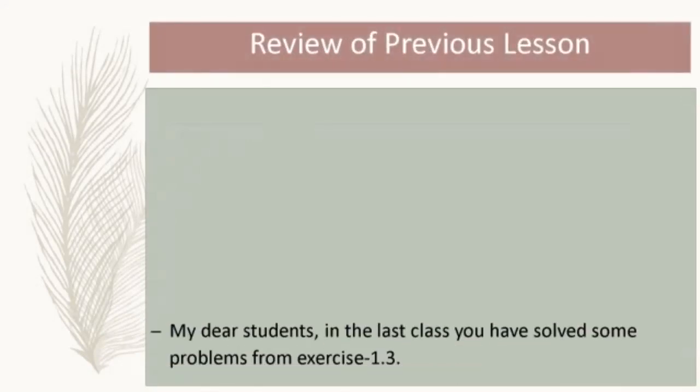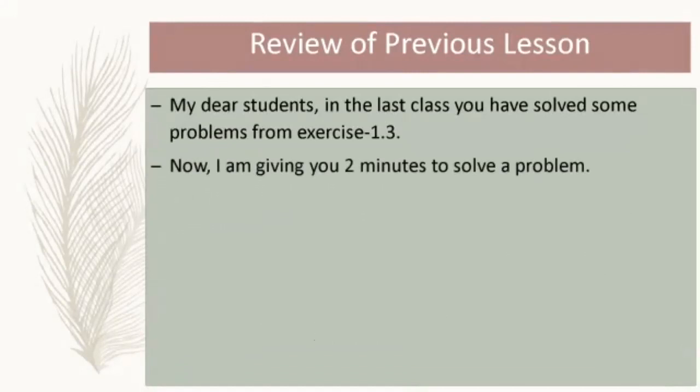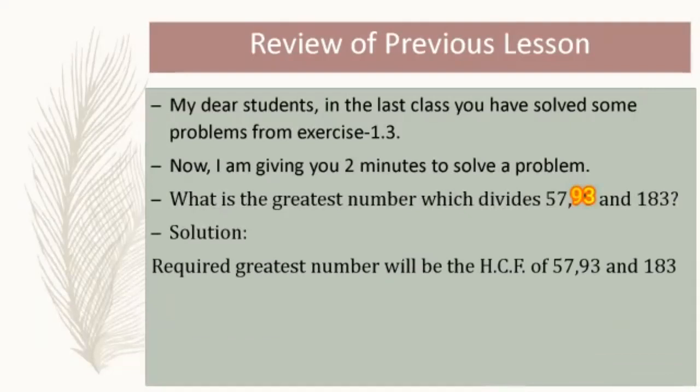So my dear students, at first, a review of the previous lesson. In the last class, you solved some problems from exercise 1.3. Now, I am giving you 2 minutes to solve a problem. The question is, what is the greatest number which divides 57, 93 and 183? Who can tell me? Yes, thank you so much, my dear. So let me show you how we can solve this. You can see the solution.